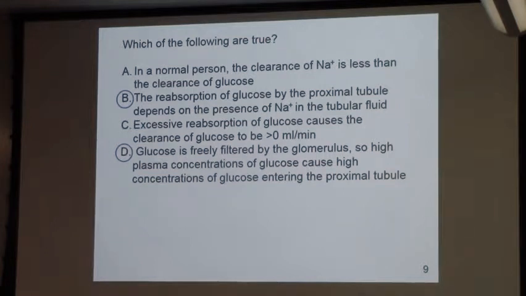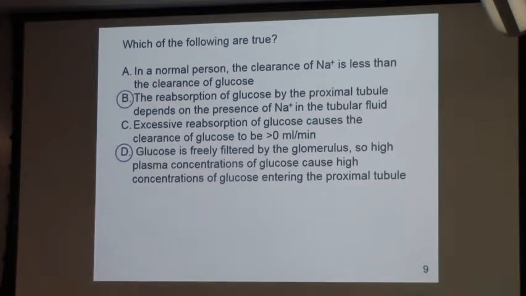C would be true if it said insufficient reabsorption of glucose causes the clearance of glucose to be greater than 0. Remember, clearance is what happens when something is in the urine. And glucose is not cleared normally. So in a normal person, the clearance of sodium is less than the clearance of glucose. No, that can't be right. Glucose, in a normal person, the clearance of glucose is 0, and we can never have a negative clearance.